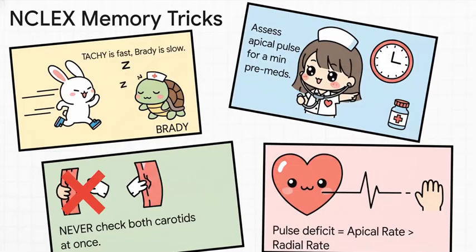Here are a few quick memory tricks that are pure gold for the NCLEX. Tachy is fast, Brady is slow. Always, always, always check that apical pulse for a full minute before you give heart medications like digoxin. Never check both carotid pulses together, and a pulse deficit means the heart is working, but the perfusion isn't reaching the periphery. Burn these into your brain.